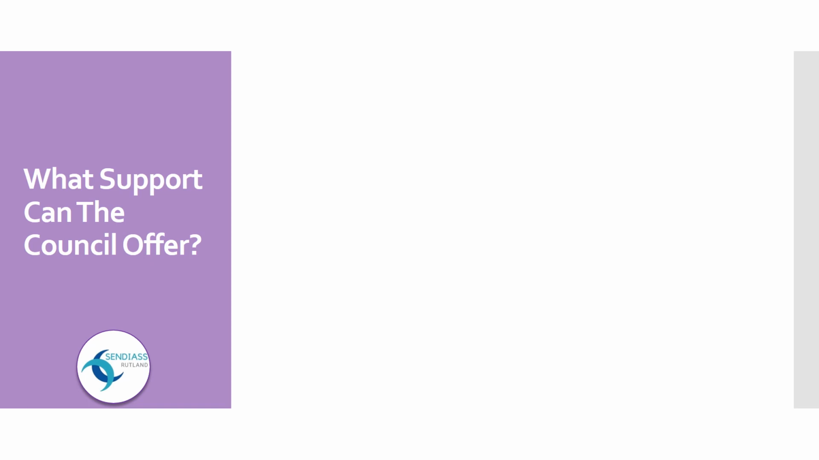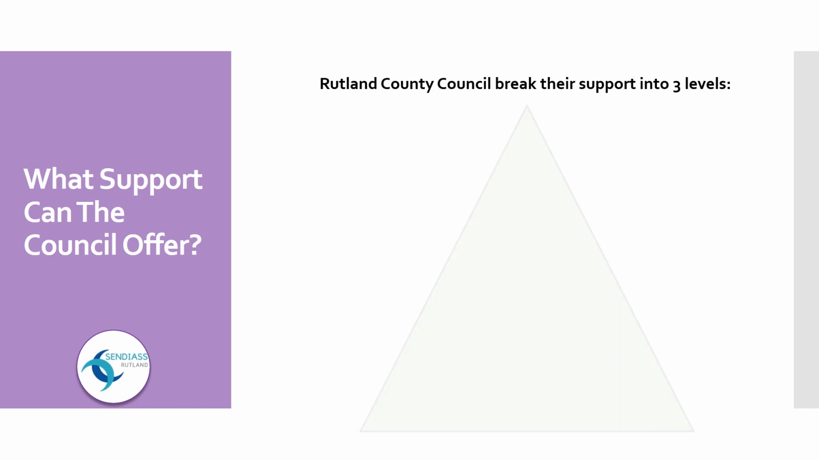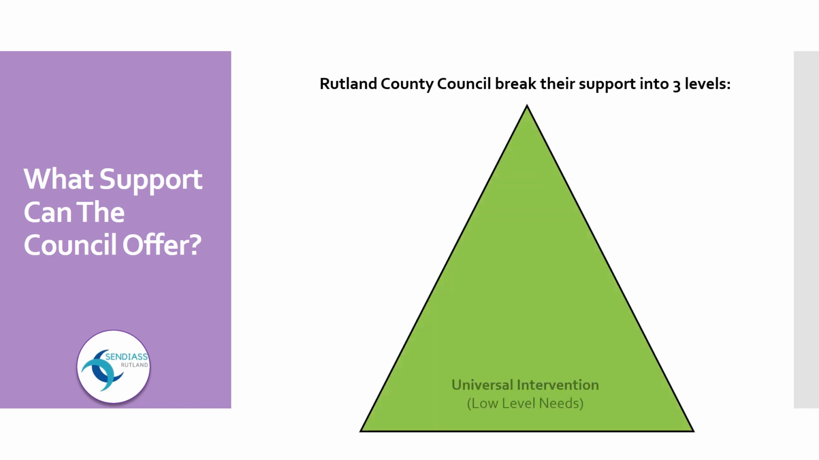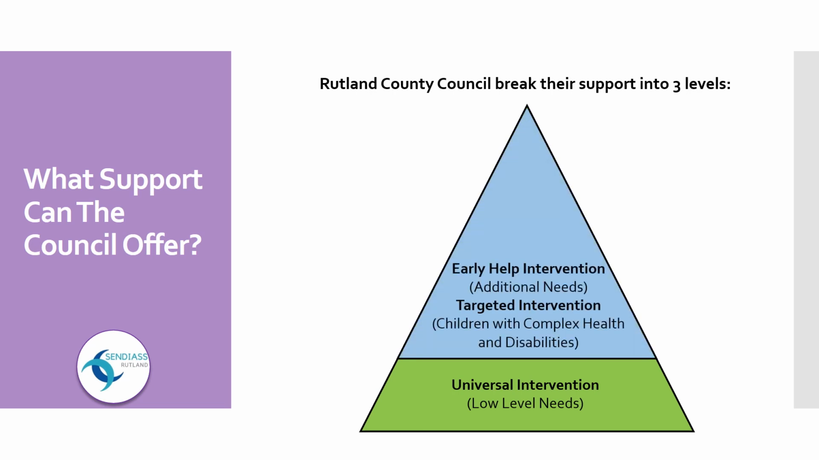What support could the Council offer? Rutland County Council break their support into 3 levels. Universal intervention, low-level needs. Early help intervention, additional needs. And targeted intervention, children with complex health and disabilities. And specialist, complex needs requiring social care.